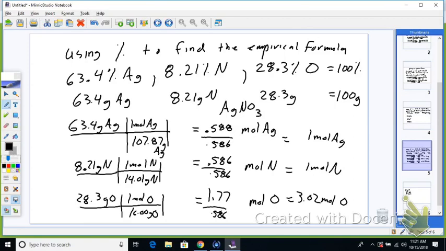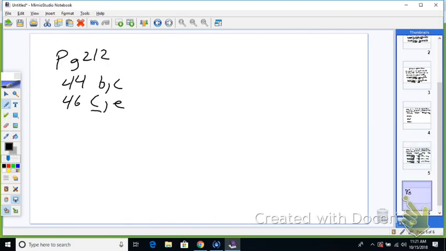So again, your formula is AgNO3, because we come up with 0.588, 0.586, 1.77. We divide by the smallest, and we get the ratios 1:1:3. And so the formula would be AgNO3. And then the assignment is on the board. Page 212, 44 BC, 44 C, or 46 CE.